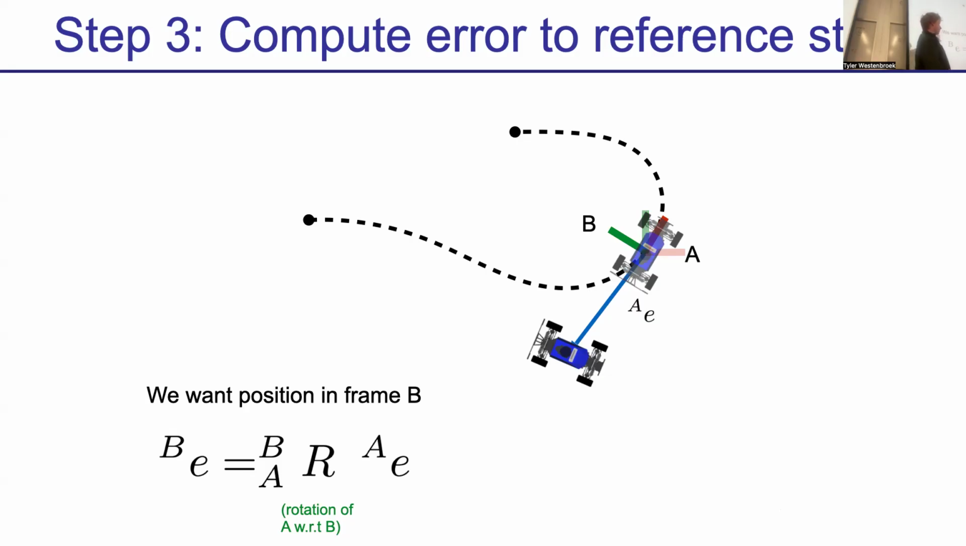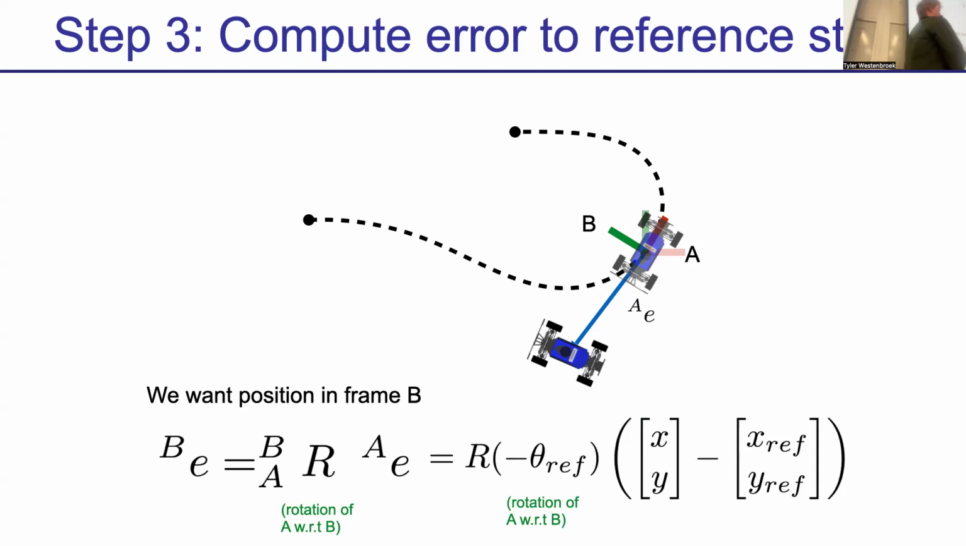Okay, so in words, that means I want the rotation of B with respect to A, because I'm trying to represent this in coordinate B, which is the shifted coordinate representation where I've decomposed it into along the track and across the track. I then want to multiply my error vector in my original representation A by this rotation matrix, and I'll get the error that I want in the new coordinates. Okay, so if we put all of these pieces together, this is what it looks like.